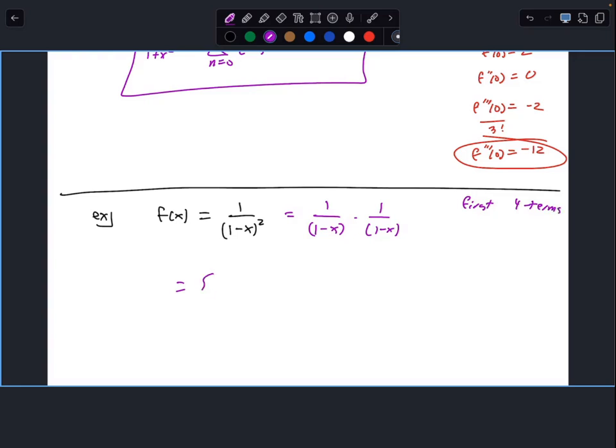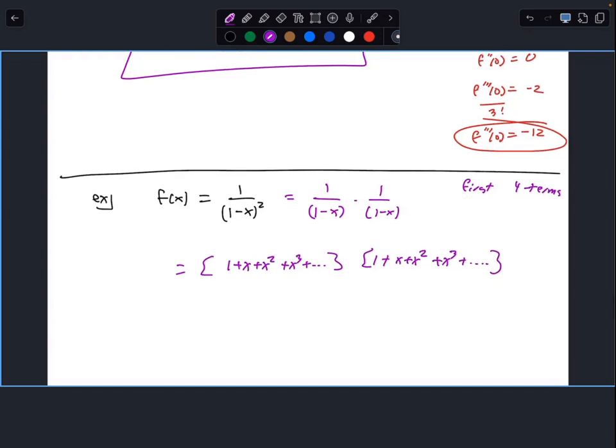So I know that this is 1 plus x squared plus x cubed plus dot, dot, dot, times 1 plus x squared plus x cubed plus dot, dot, dot. This is true. I can expand each of them separately from each other, and then I can multiply them back in. So I'm moving into the world of infinite series, and that's where I'm going to do my mathematics.